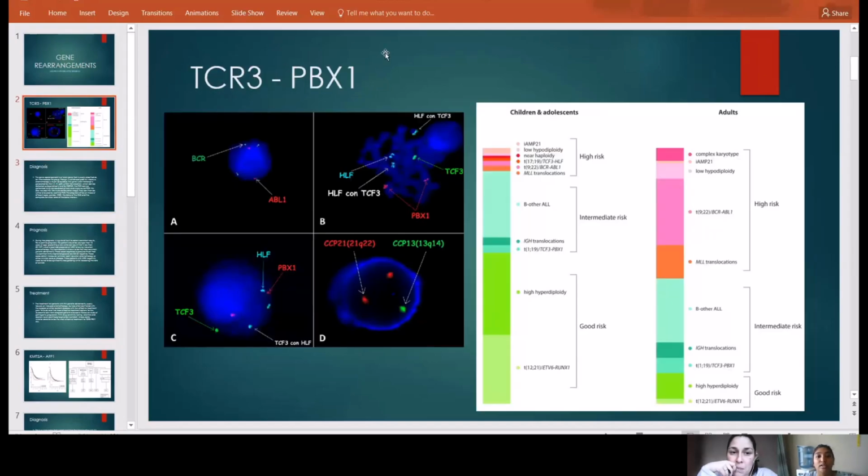Okay, so the TCR3BPX1 gene, this is in ALL. It is commonly found in children, and it is of intermediate risk. It is formed by a translocation, and well, there are many treatments that are involved with patients with TCR.